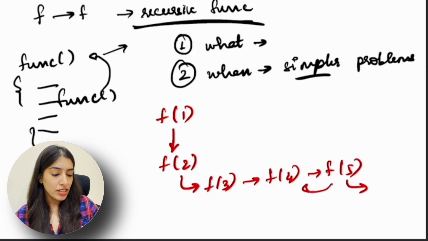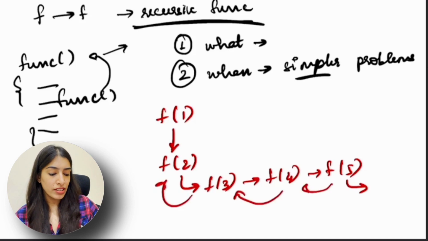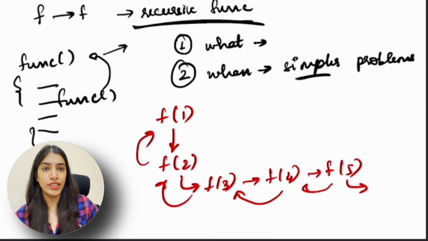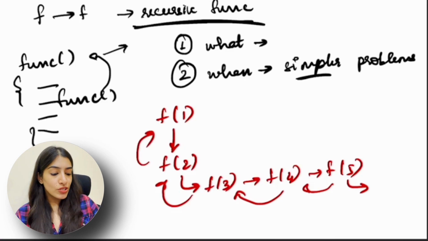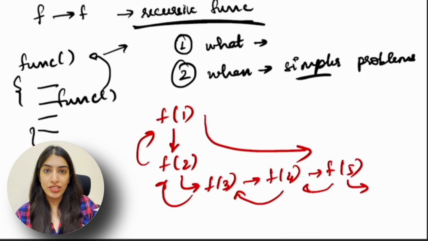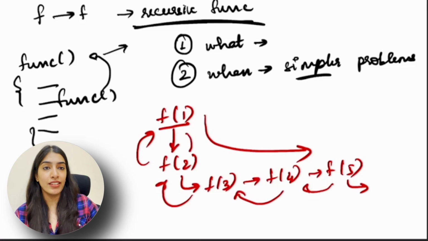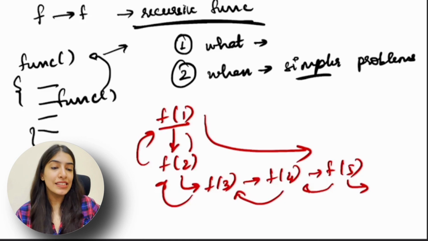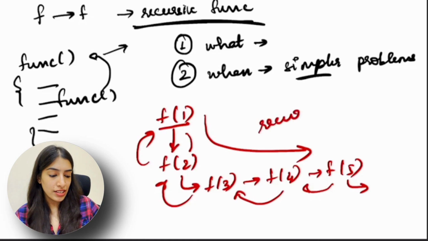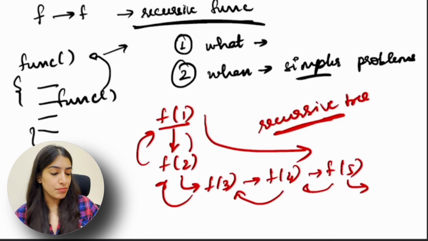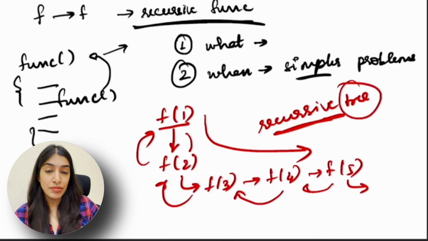So we went back, we went back, we went back, we went back, and then we came out of the function. So this simple visualization that we just did, that from function of 1 we have called function of 2, from here we have called function of 3, from here function of 4, from here function of 5, and then we go back. This is actually called a recursive tree. And right now this seems very simple, but in very complex questions this will become extremely important.